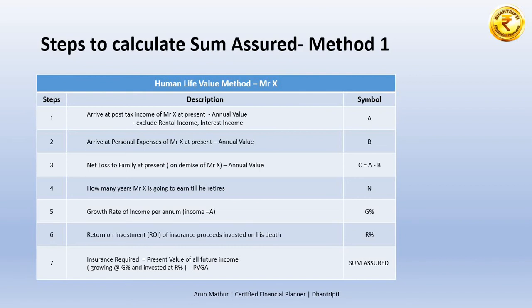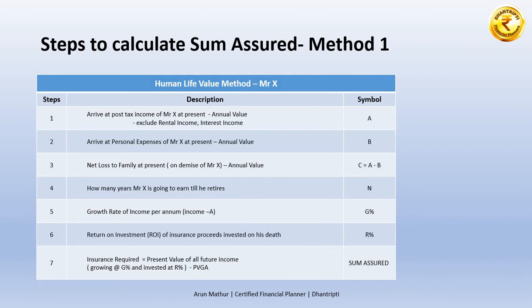What we are trying to see here in step 6 is that if a person dies and his family gets a lump sum of money, they are not going to use the whole money immediately. They are going to invest that money in a certain risk-free instrument, and let's say the rate of interest for this investment is R%. So having written down all these values A, B, C, N, G, and R, we apply a formula in Excel which is called present value of growing annuity, PVGA. Using this formula, we get the sum assured.